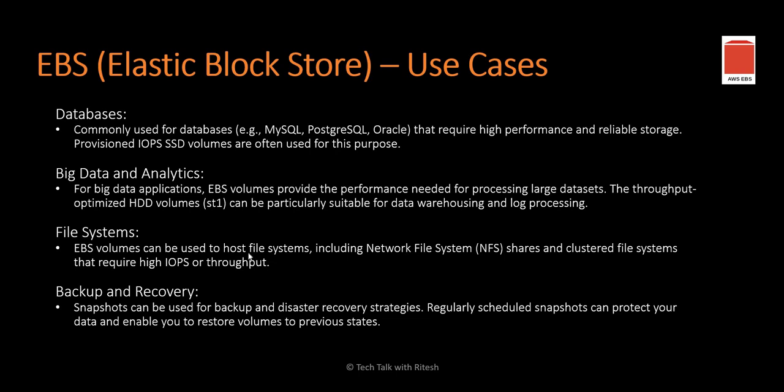The second use case would be big data and analytics. For big data applications, EBS volumes provide the performance needed for processing large data sets. The Throughput Optimized HDD volumes, ST1, can be particularly suitable for data warehousing. Of course, because hard disk drives are cheaper than SSDs, for data warehousing or log processing we should go with the HDD one, and ST1 is the suitable option here.